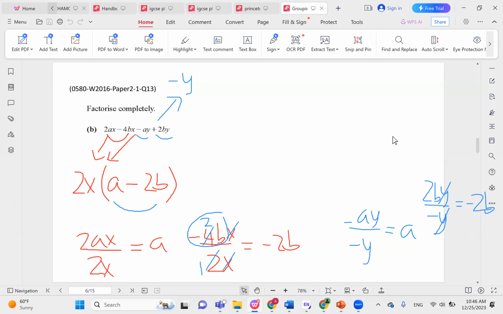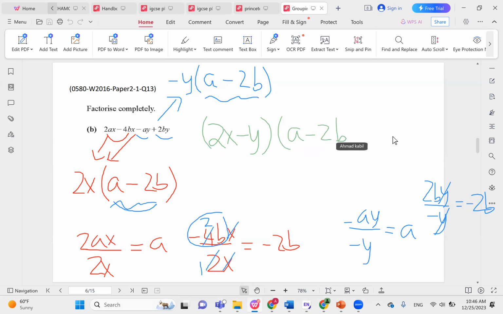So we have negative y multiplied by a minus 2b, and we have the same bracket in both. So this tells us we are successful, and the final answer is going to be 2x minus y multiplied by a minus 2b. And if you compare to the final answer here, you realize that they are the same.